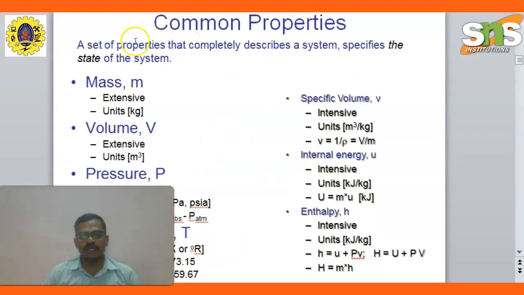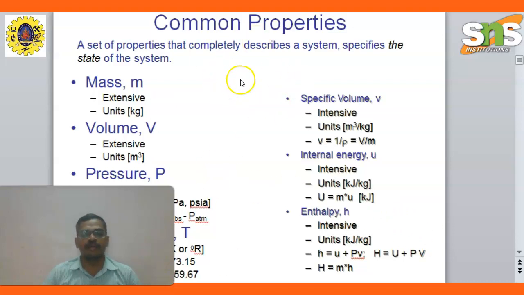These are the common properties, a set of properties that completely describe the system and specify the state of the system. M means mass, extensive, units kg. The volume V, extensive, units meter cubed. Pressure P, intensive, absolute unit Pascal, Pa, and gauge pressure P gauge. Temperature, absolute units Kelvin. The specific volume v, intensive, units meter cubed per kg, v equal to 1 by density equal to V by m. Internal energy u, intensive, units kilojoule per kg, U equal to m times u, kilojoules. Next one is enthalpy h, intensive, units kilojoule per kg, h equal to u plus Pv, H equal to m times h.